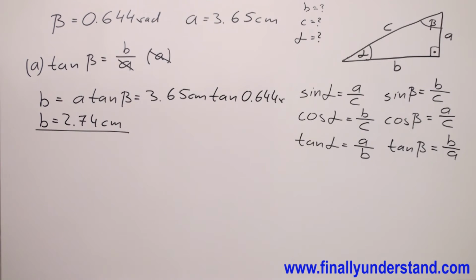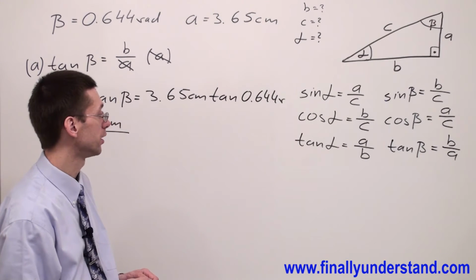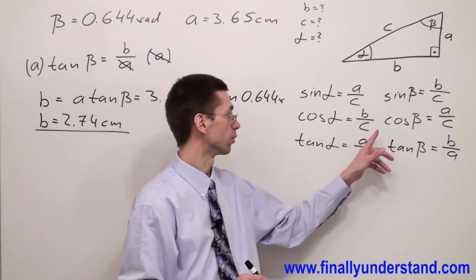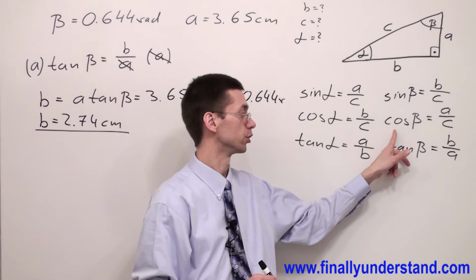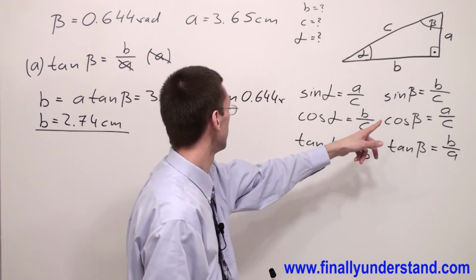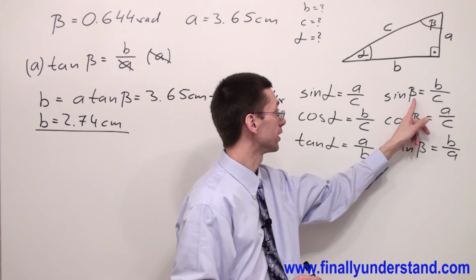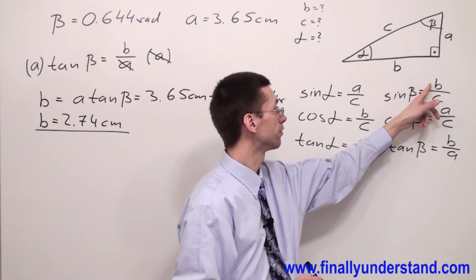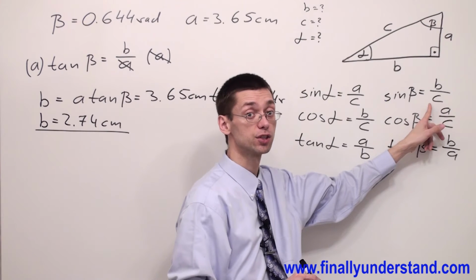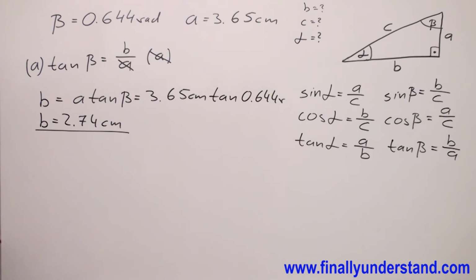In order to find the length of side C, this time I'm going to use the Pythagorean theorem. But someone is going to say, yeah, but you can also use the formula for cosine. This is true, because beta is given, A is given, so we can find C. We found the length of side B, and we can find C. And also we can use the Pythagorean theorem. But this time we are going to use the Pythagorean theorem.